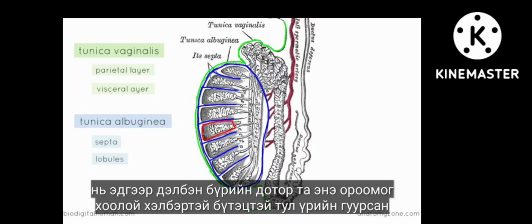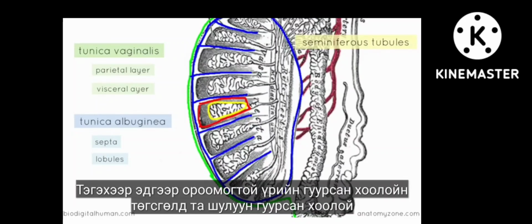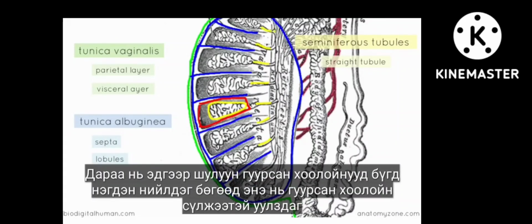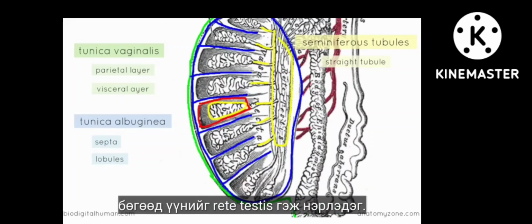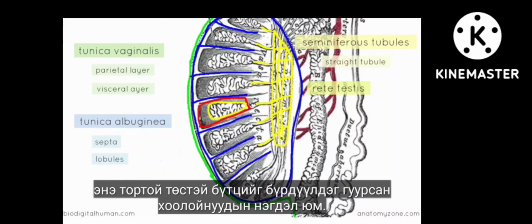Within each of these lobules you've got this coiled tubular structure, the seminiferous tubules. At the end of these coiled seminiferous tubules you've got a straight tubule coming off. You can see these straight tubules which I'm highlighting in yellow. These straight tubules then all join together to meet this network of tubules which is known as the rete testis. In Latin the word rete means net, so you've got this amalgamation of tubules forming a net-like structure.